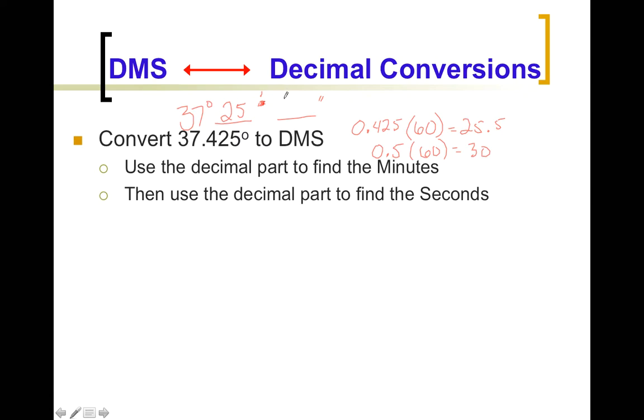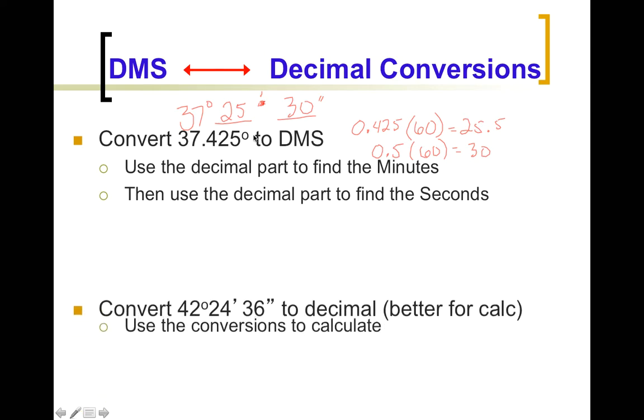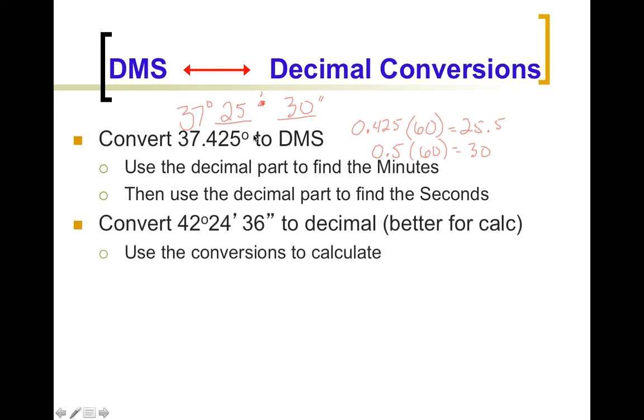You can do that without a calculator. So 37.425 degrees is going to be 37 degrees, 25 minutes, and 30 seconds. All right, so that one's not too bad. We use the decimal parts and multiply by 60s in order to calculate the two missing pieces.